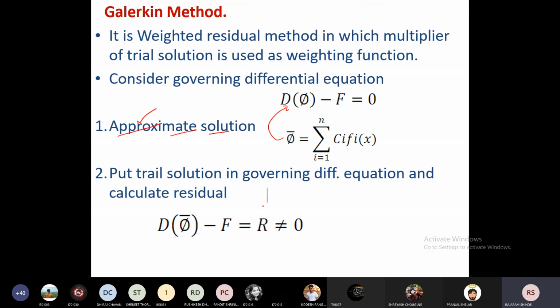We have to select the weighting function. I have not written here the weighting function wi. That weighting function is fi. Okay. Do you agree with this?